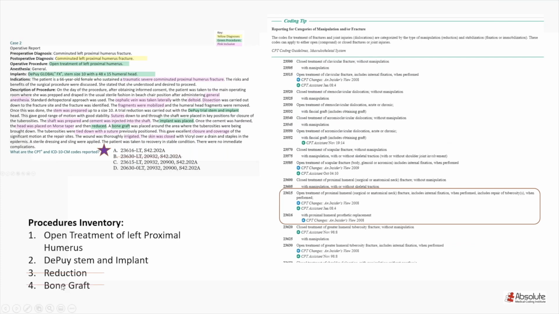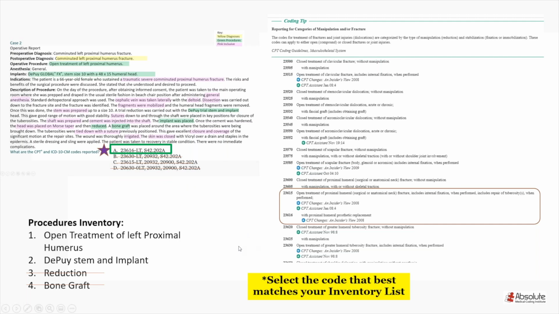Oh, sorry about that. So I'm going to eliminate them, the reduction in bone graft, because they are integral. If you look at B, it's coding for the bone graft because we just saw the code. And C is also coding for bone grafts. Two bone grafts at C. And so is D. So it's that simple. A is your answer. And a lot of you got that correct. And it is your job to select the code that best matches your inventory.